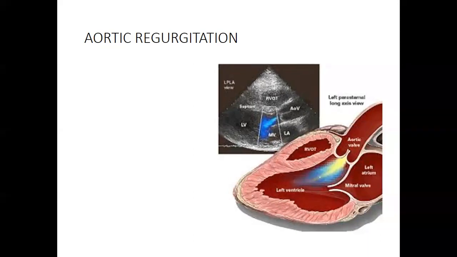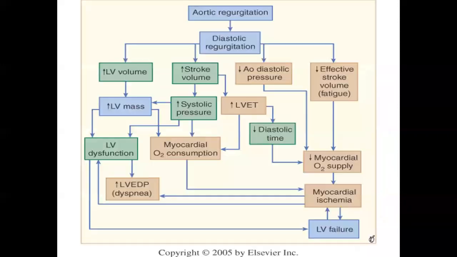But here, what happens is that during diastole, the blood that is ejected into the aorta through the aortic valve, due to abnormality of the aortic valve or abnormality of the aortic root, regurgitates back into the LV and usually produces a volume overload. So in the next few slides we will cover aortic regurgitation.